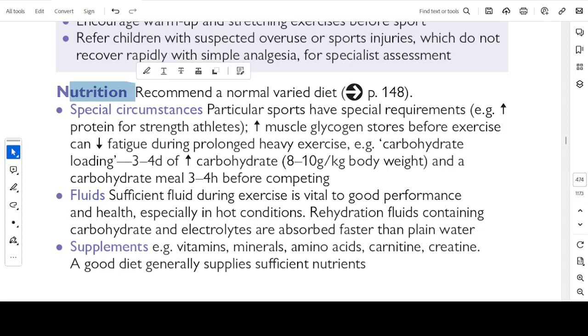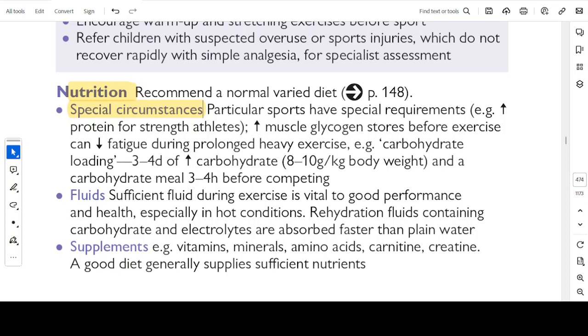Nutrition. Normal varied diet. Special circumstances. Particular sports have special requirements. Increased protein for strength in athletes. Increased muscle glycogen stores before exercise can decrease fatigue during prolonged heavy exercise.